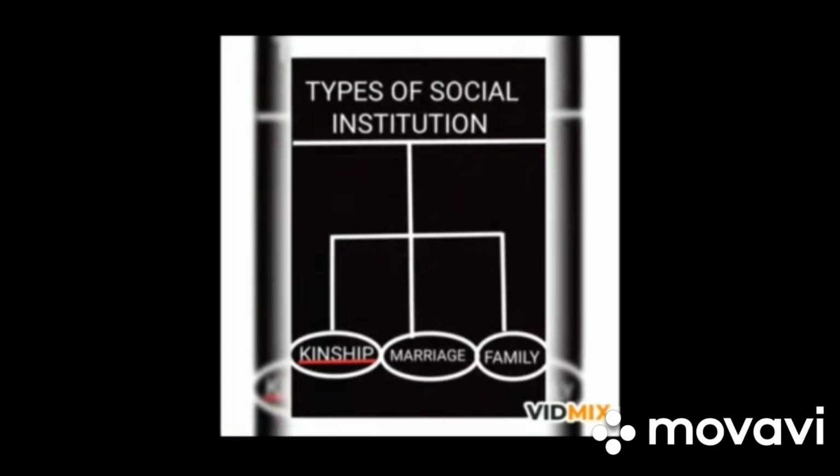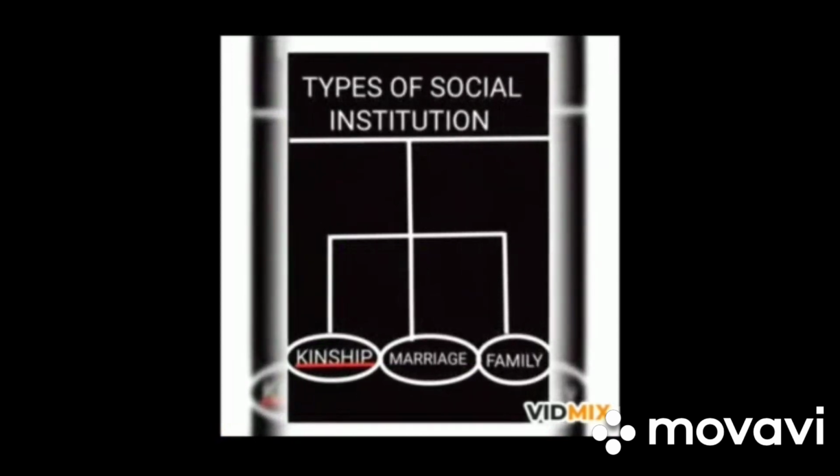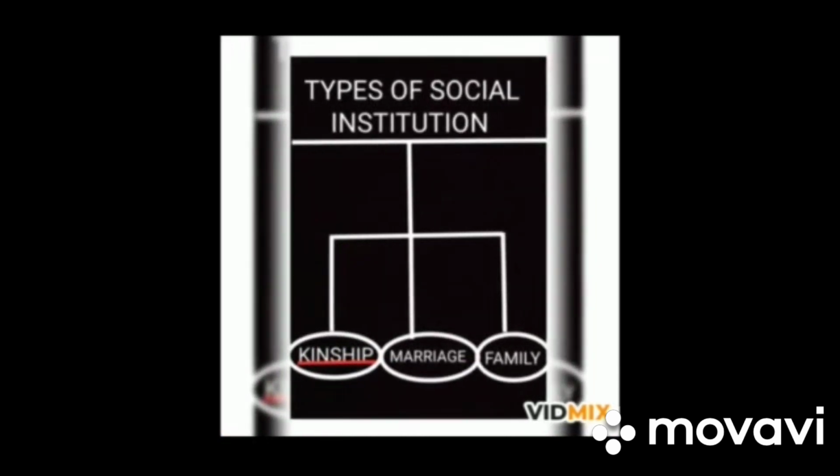Types of social institutions: kinship, marriage, family. Today we'll discuss kinship.